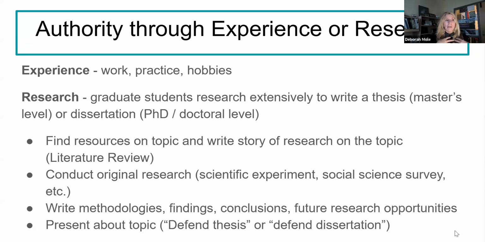Work, like I'm a librarian, I've been a librarian for a long time, so I'm an authority in doing research and helping students. There's the other path to authority, which is through research, which is the path that you're on, actually. So at the graduate student level, a master's level student would have to write a thesis in most degrees to earn a master's degree, or at a PhD level, it's called a dissertation, and that's an extensive research report.